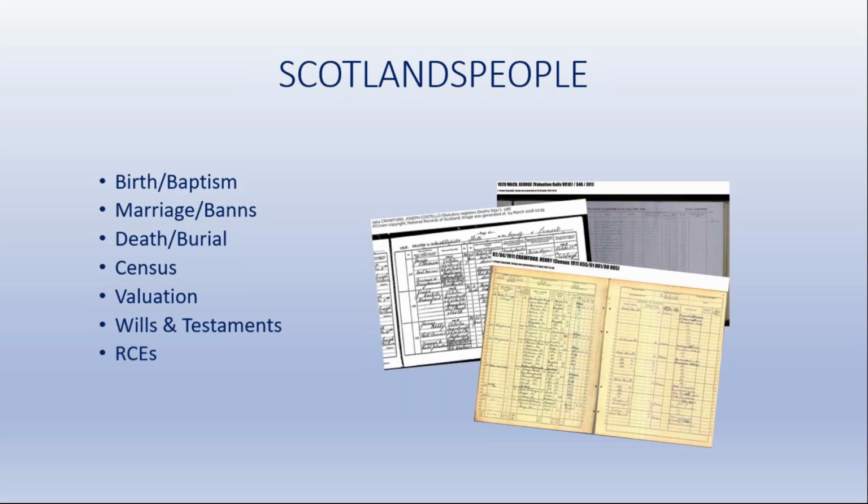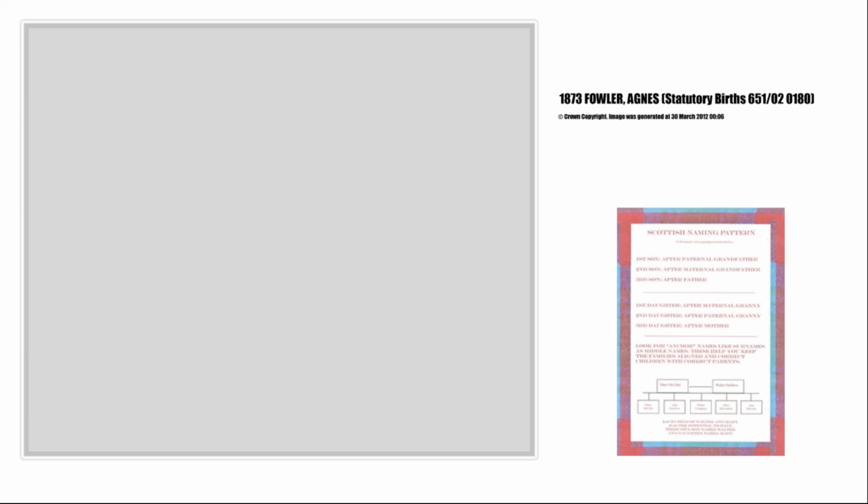We'll be looking at records of corrected entry and what that means and the information that you can garner from looking at those. We'll be looking at specific things like the Scottish naming pattern, which tends to drive everybody crazy. It can either be a blessing or a curse if you know how to use it.